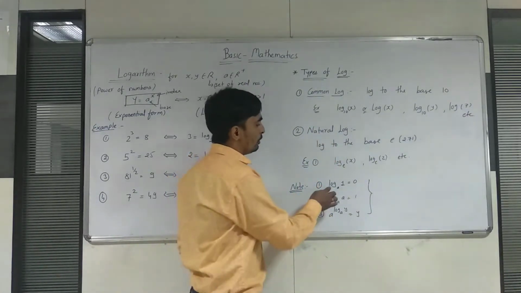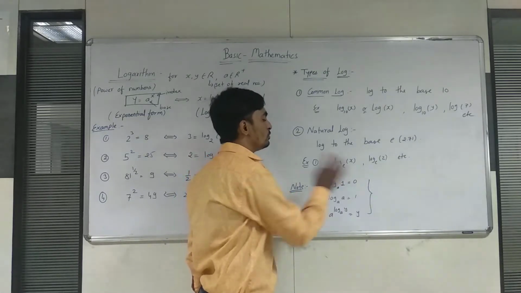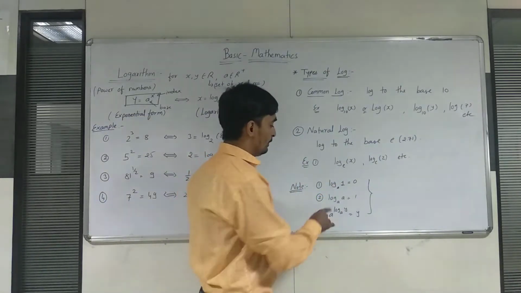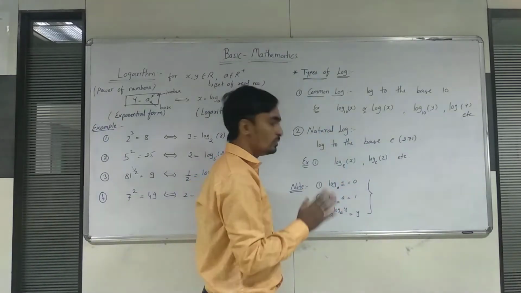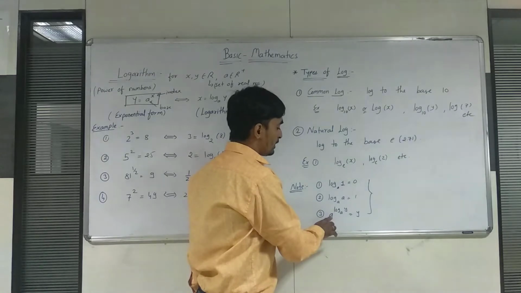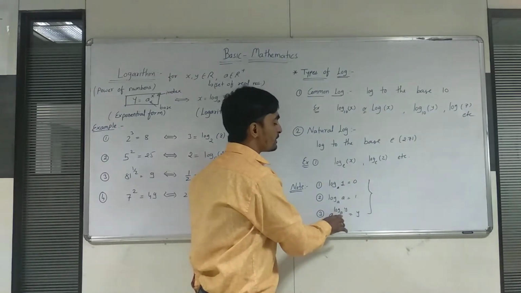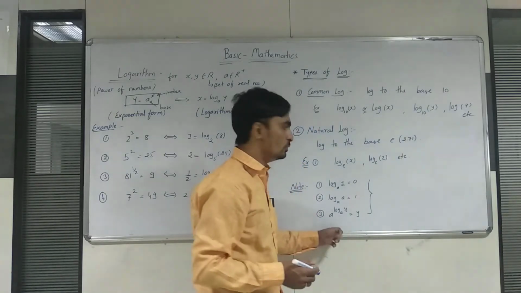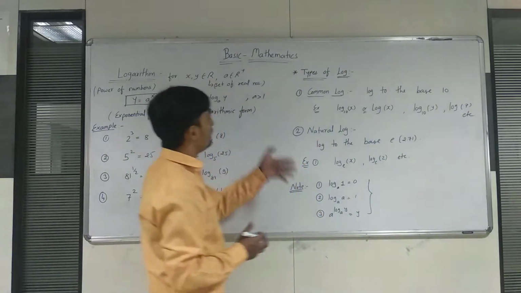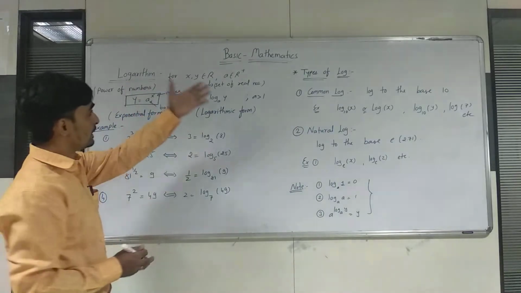First one, log of 1 at base a is equal to 0. Log 1 is always 0. Log of a at base a is always 1. For a belongs to R, a raised to log y at base a is nothing but y. These are the rules that you have to know. So first we will start with the log.